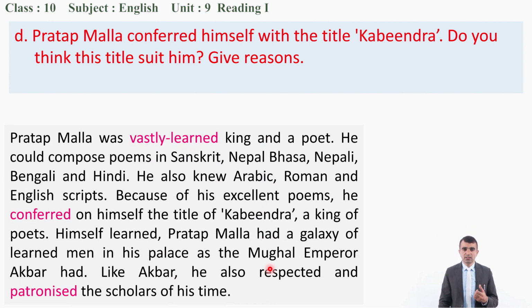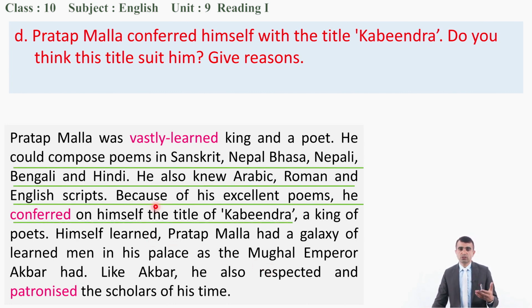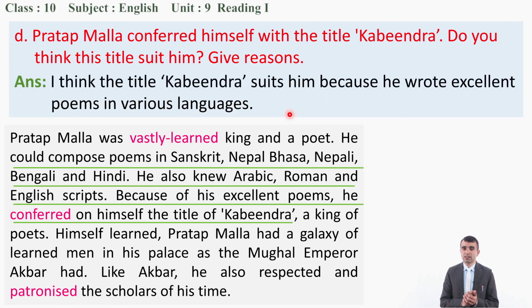Okay. Now, you can read here. Well, he could compose poems in Sanskrit, Nepal Bhasha, Nepali, Bengali, Hindi, and he also knew the scripts of Arab and Roman. And because of his excellent poems, he conferred himself the title of Kavindra. So, you can write the answer this way. I think the title Kavindra suits him, because he wrote excellent poems in various languages. That way you can write answers.